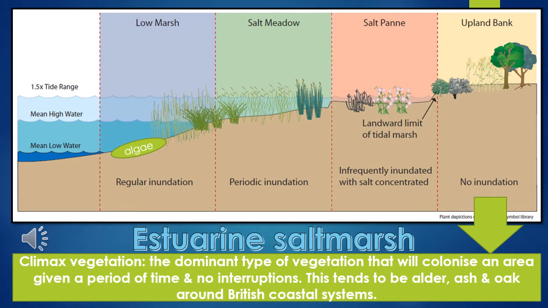So again, as we get further inland, the amount of times it's covered by seawater decreases, the height increases, and we're left with an area eventually where it's never covered by seawater. And as you can see, we get bigger plants and even trees growing in here. And what we call that is the climax vegetation. So the upland bank will be the climax vegetation. It means it's the dominant type of plant that can live there. So for the UK, climax vegetation is kind of like oak woodland.